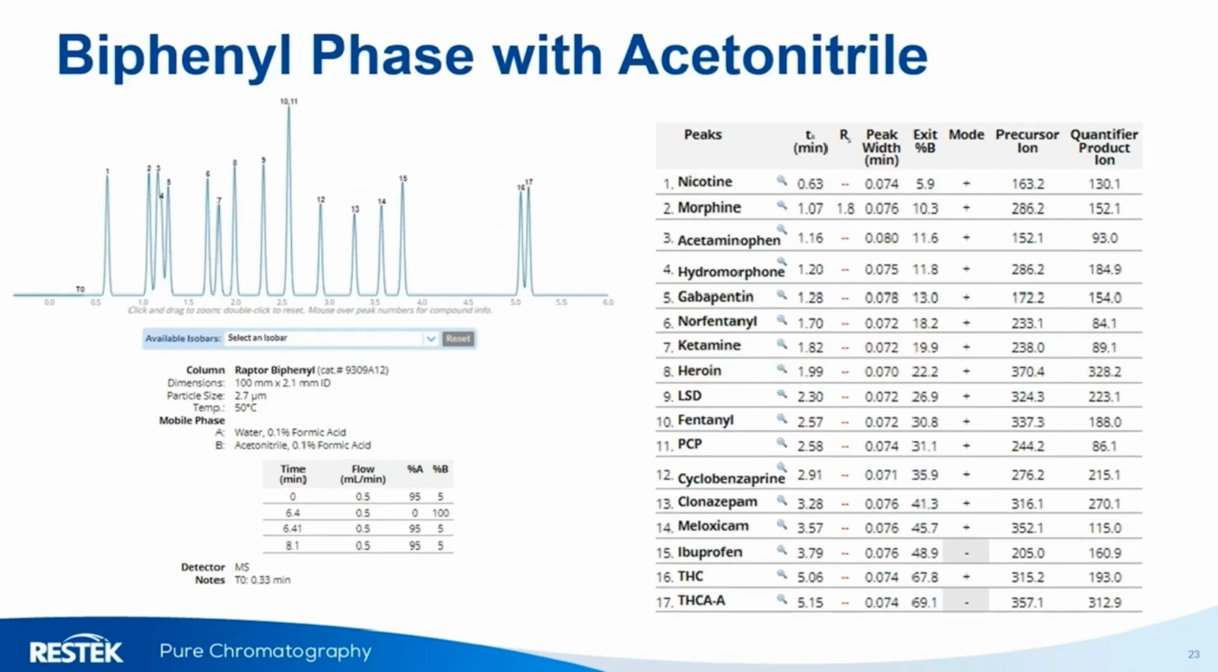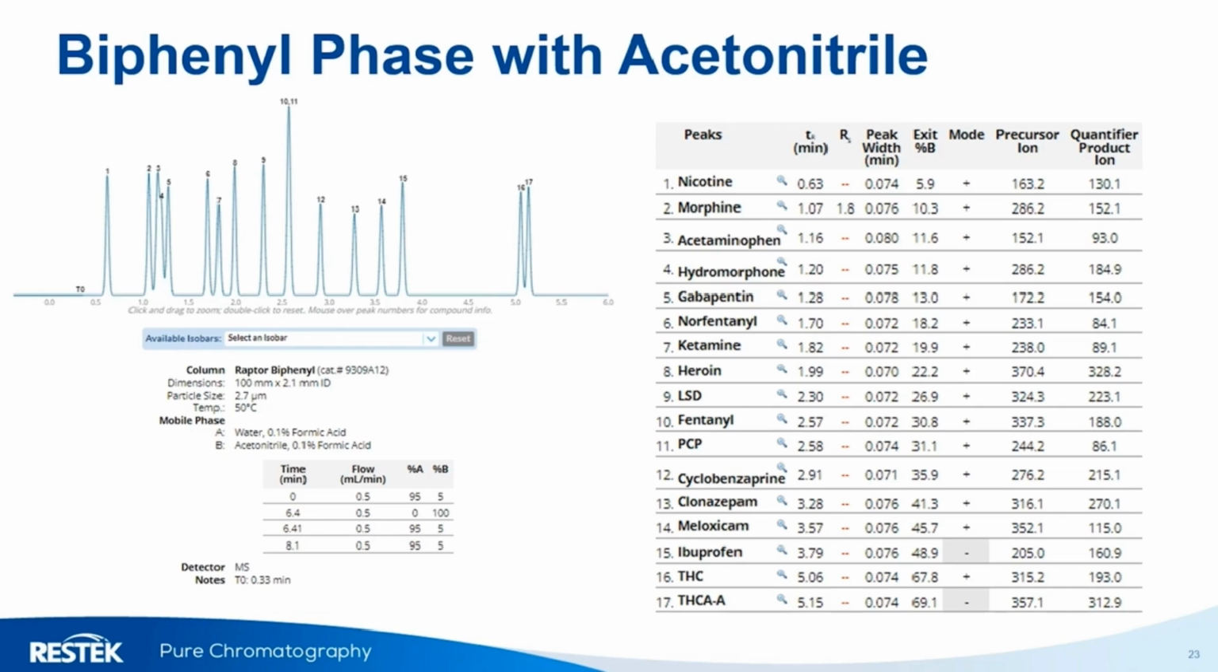Now looking at the biphenyl phase with acetonitrile, I'm using a similar dimension column, 100 by 2.1 millimeter, superficially porous particle Raptor biphenyl in a 2.7 micron particle size. And I'm using water with 0.1% formic acid and acetonitrile with 0.1% formic acid as the mobile phase. Column temperature is 50 C, and we're starting at a 5% organic gradient and ramping that up to 100% in 6.4 minutes. Overall, the separation looks good.